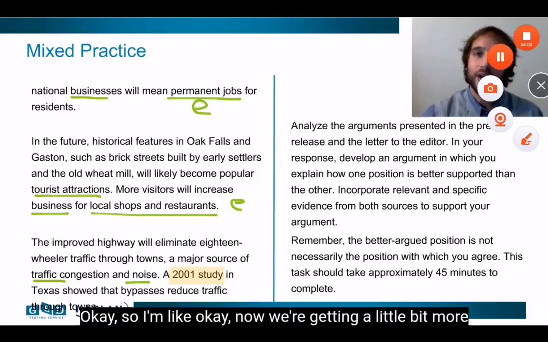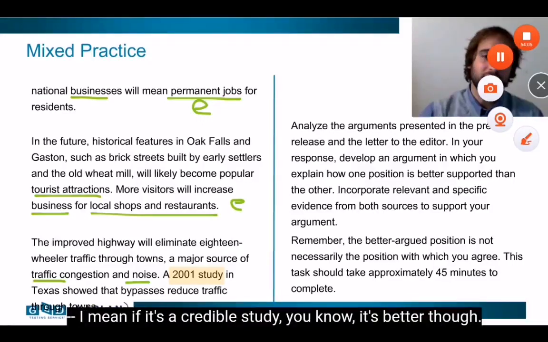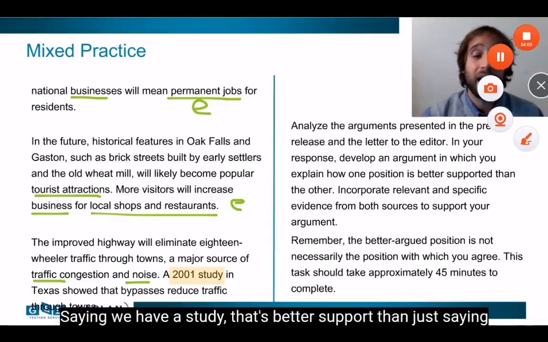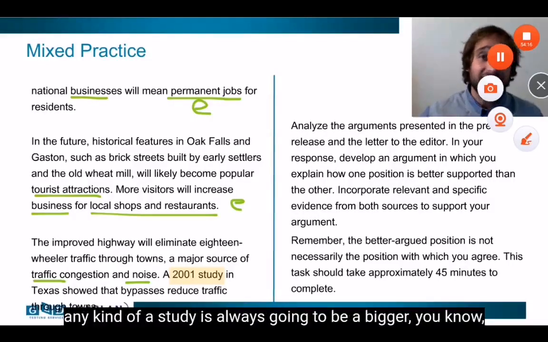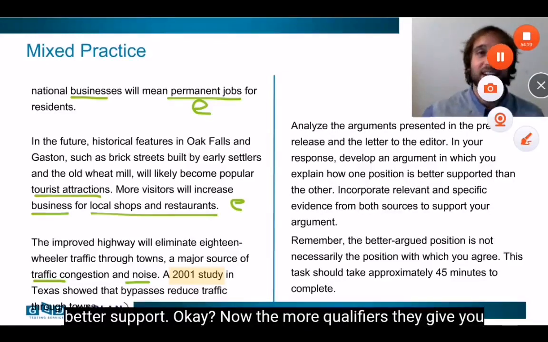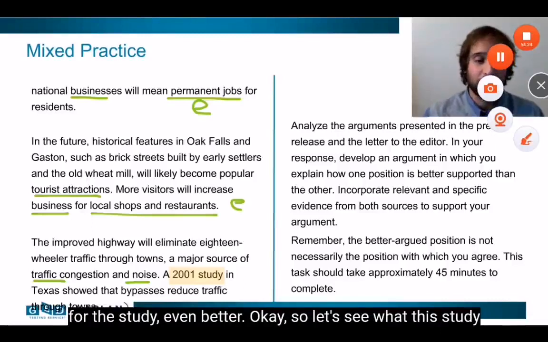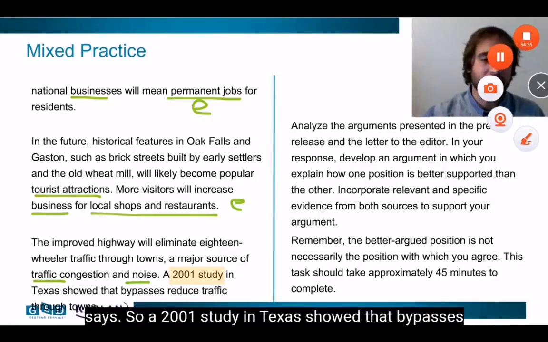Okay, so I'm like, okay, now we're getting a little bit more, if it's a credible study, it's better though. Saying we have a study, that's better support than just speculating that this will reduce traffic congestion and noise. Providing any kind of a study is always going to be a bigger, better support, okay? Now, the more qualifiers they give you for the study, even better. Okay, so let's see what this study says.